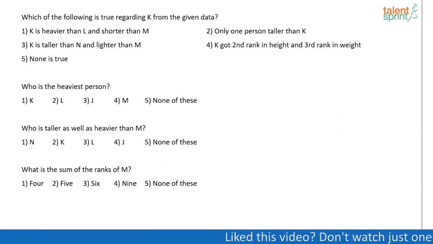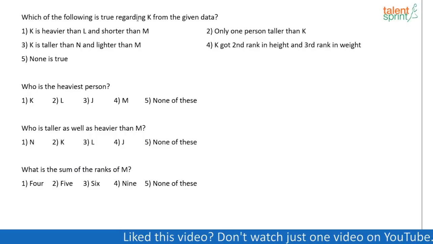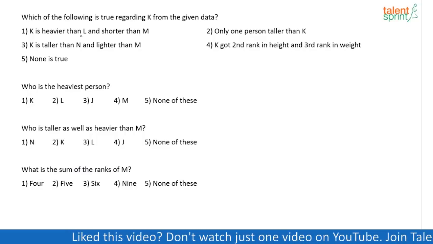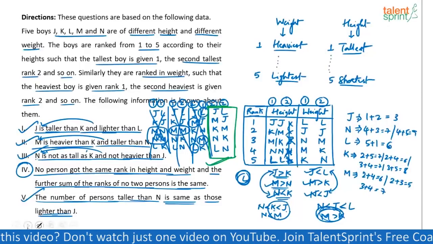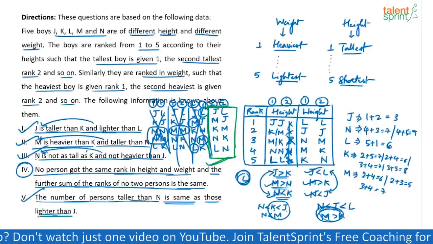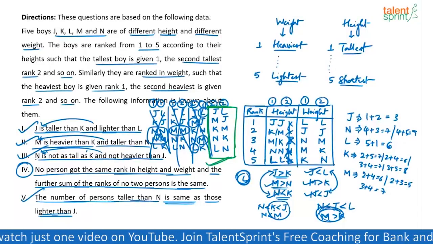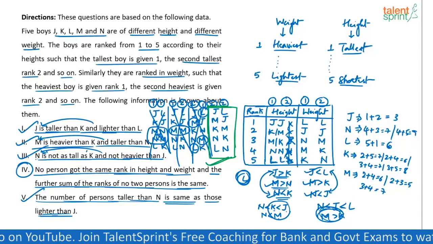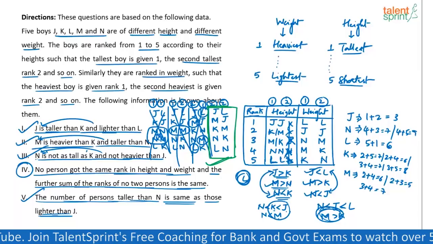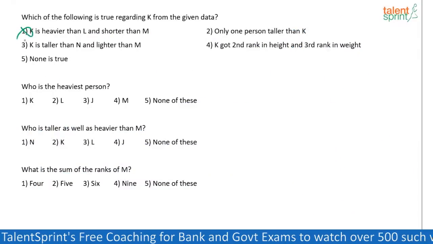I'm sure answering the questions is not going to be very difficult. Let's quickly look at the questions as well. Which of the following is true regarding K from the given data? K is heavier than L and shorter than M. Is K heavier than L? No, K is not heavier than L. See, K is lighter. The second column is weight. K is lighter than L. So the first option is wrong.